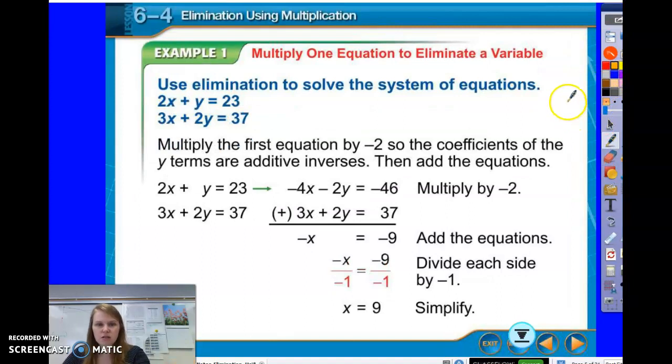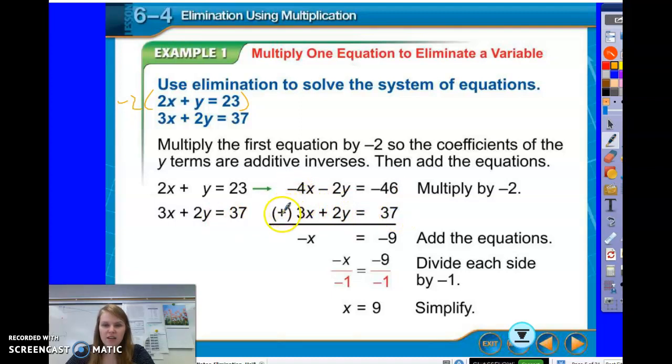So they're taking this whole thing and multiplying by negative 2. Negative 2 times 2 gives us negative 4x. Negative 2 times 1y gives us negative 2y. And I saw that this said plus, now it says a minus because you multiplied by a negative number. So it changed the addition to a subtraction problem. And then negative 2 times 23 gives negative 46. The other equation was written exactly as it was printed.